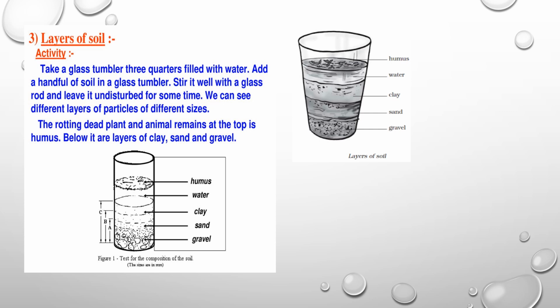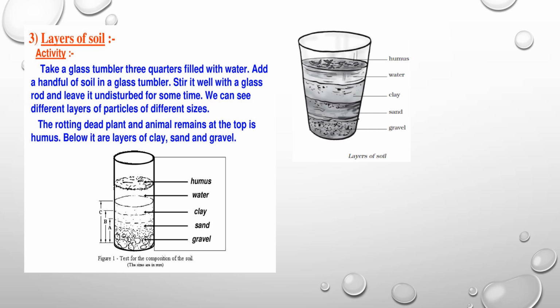So here there are two figures. One, the tumbler figure, is given in our textbook. This is an experiment, and it is easier to follow with both the figures. Right? So the layers of soil are: bottommost gravel, then sand, then clay, water, and humus. I repeat: gravel, sand, clay, water, and humus. I hope you are listening.